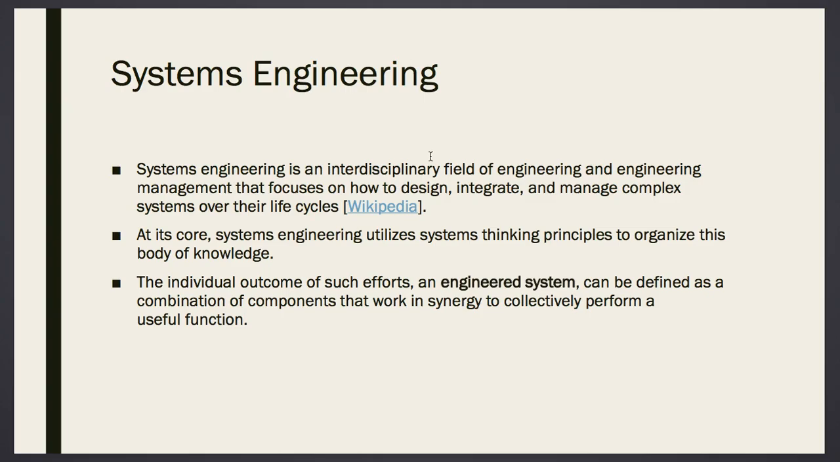The formal definition from Wikipedia is: systems engineering is an interdisciplinary field of engineering and engineering management that focuses on how to design, integrate, and manage complex systems over their life cycles. This is very important because a system has a life cycle. You produce it, you construct a prototype, then you produce it in a serial manner, then you maintain it. All of these require different systems engineering efforts.